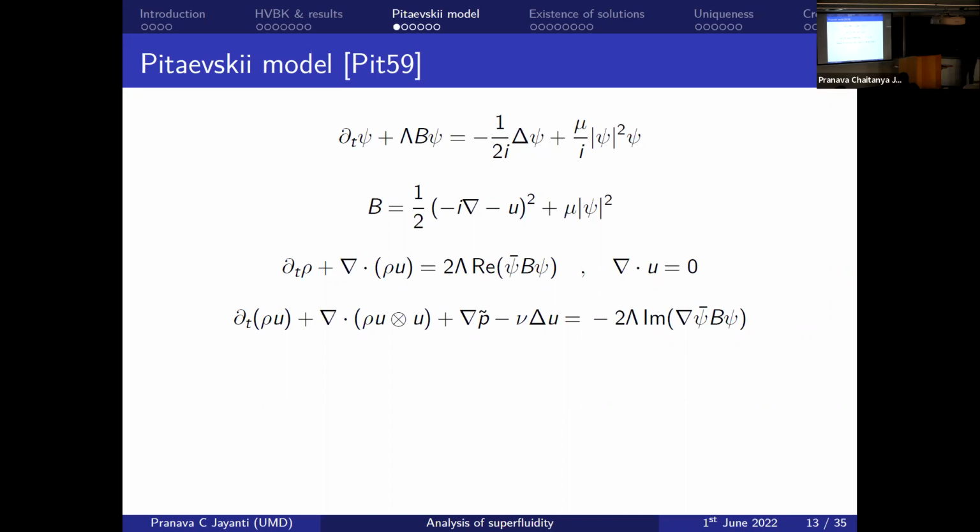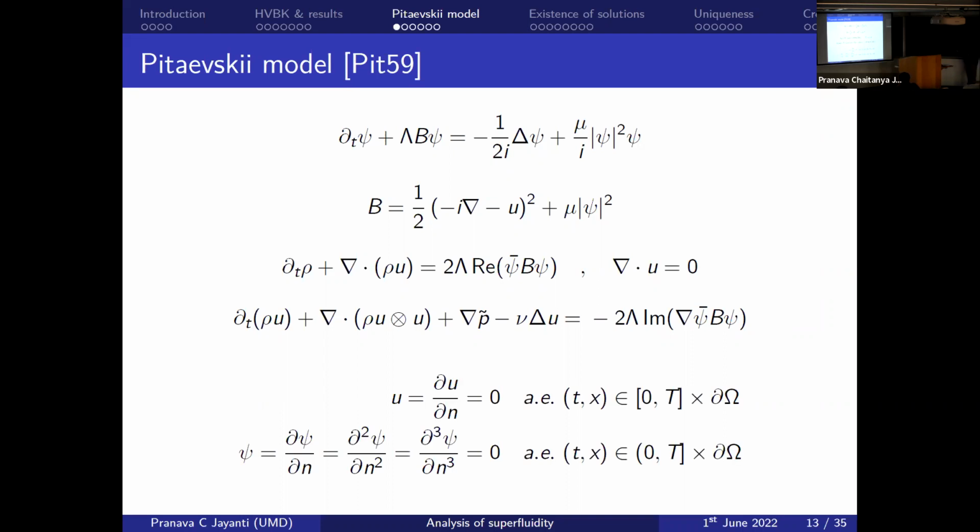And so you notice that there are coupling terms in both the continuity equation and the momentum equation, right? And this term here is the biggest hurdle in the analysis of this system. We look at this system on a closed bounded domain with a smooth boundary in 3 dimensions. So we have to impose boundary conditions, right? The usual boundary conditions for Navier-Stokes are that the velocity vanishes on the boundary.